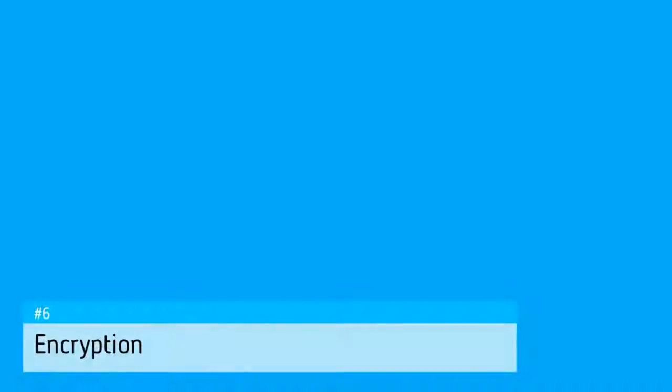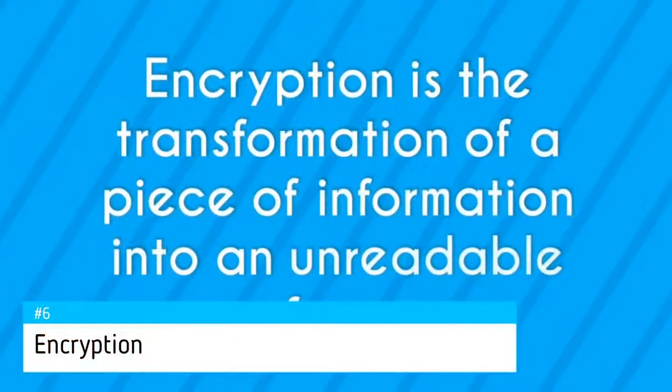Encryption is the transforming of pieces of information into an unreadable form called ciphertext. When something is encrypted, it means that it has been converted to ciphertext using an algorithm, and it can also be decrypted using that same algorithm.